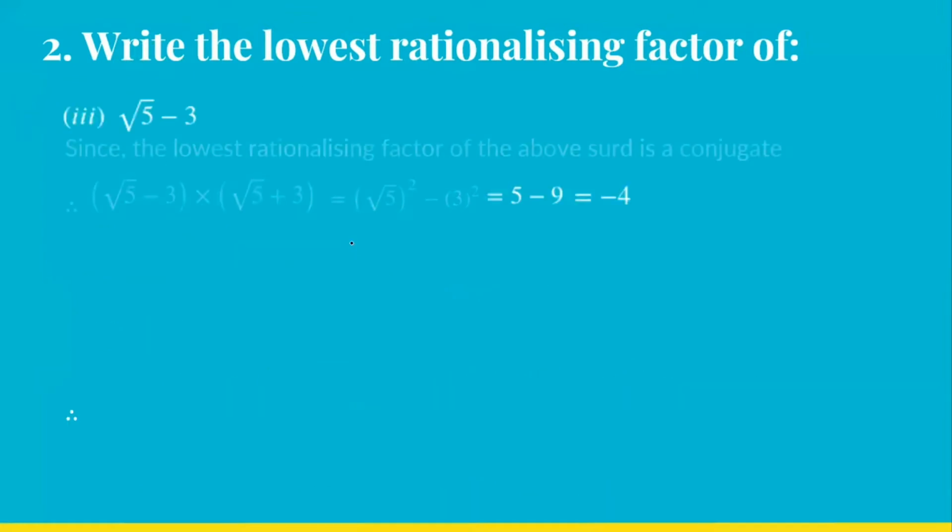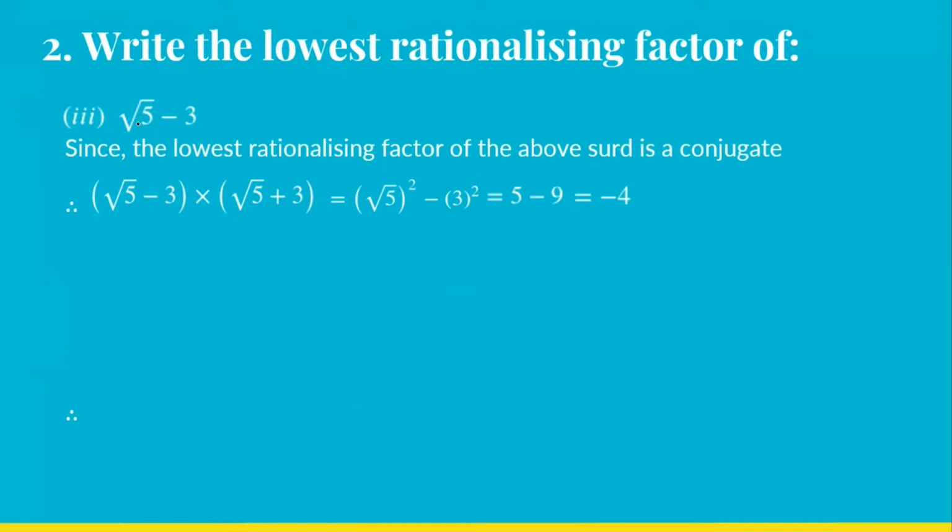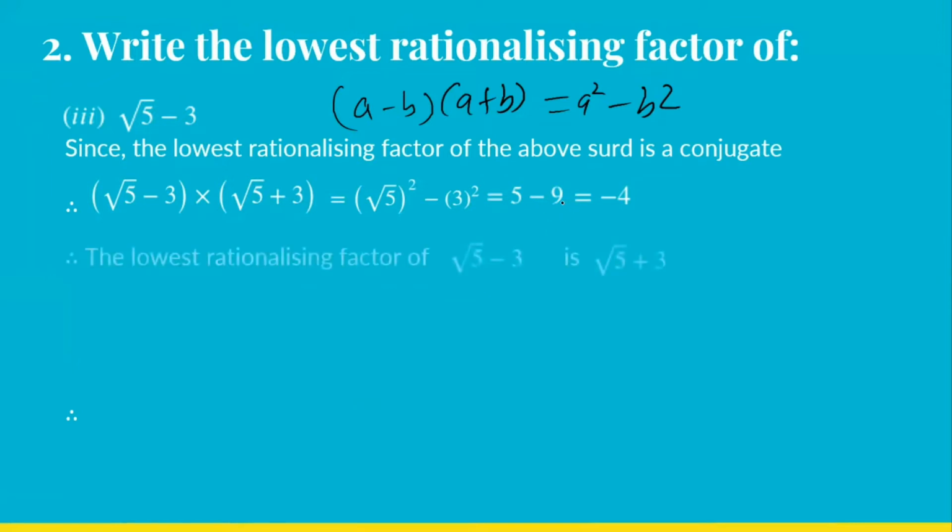The next part here is root 5 minus 3. So the conjugate, that means you just have to change the sign. So root 5 minus 3 should be multiplied by root 5 plus 3. Now we have the identity a minus b into a plus b is equal to a square minus b square. So root 5 minus 3 into root 5 plus 3 is root 5 square minus 3 square, which is 5 minus 9, that is minus 4, and minus 4 is a rational number. So therefore the lowest rationalizing factor of root 5 minus 3 is root 5 plus 3, which is the conjugate. Conjugate meaning we just change the sign of the number in between.